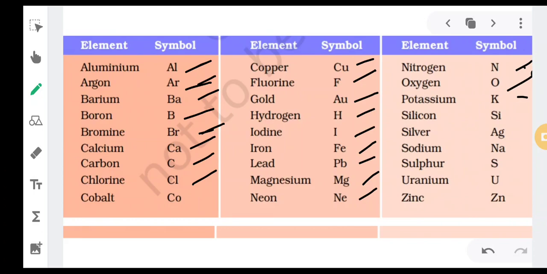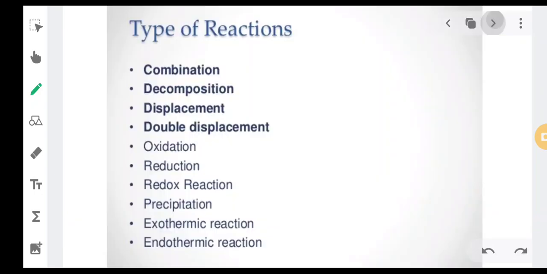Why are these important? Because now we will be solving, or balancing, these chemical equations, which is a very important part, and this comes in your board examination for 1 or 2 marks. Most probably this part is asked. So all these elements along with their symbols you need to know for solving chemical equations. If you don't know this, you won't be able to solve the chemical equations. Very, very important, just keep this in mind.